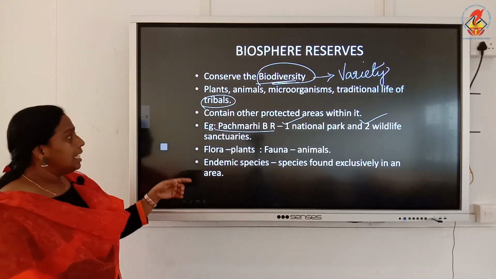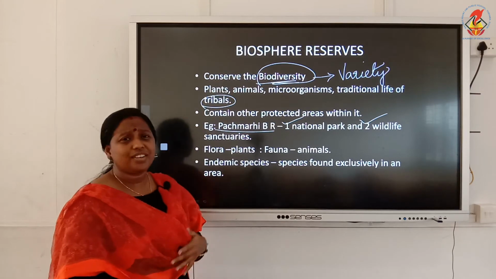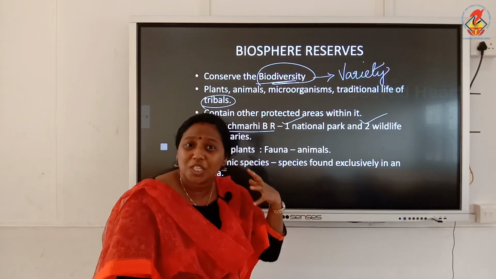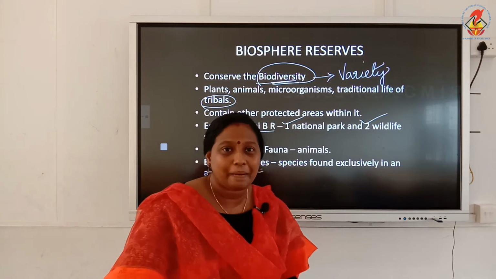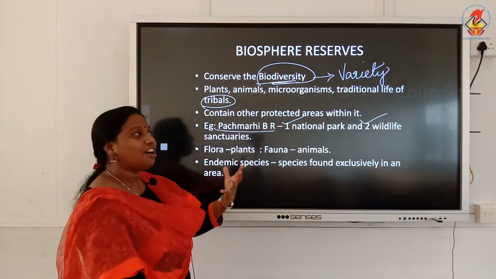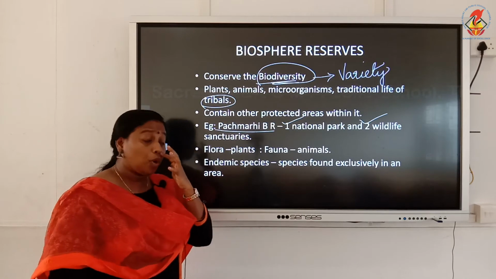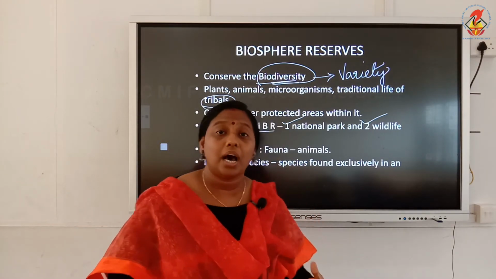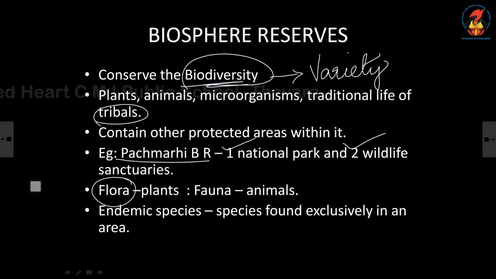Understood? Now, in our biosphere reserves, as we told, there is a rich biodiversity. Lots of plants and animals are present there. You call the plants of a biosphere reserve, or whatever may be the area, the technical term for plant is flora and that for animal is fauna. Is this clear? So you call plants as the flora of an area and animals as the fauna of an area.